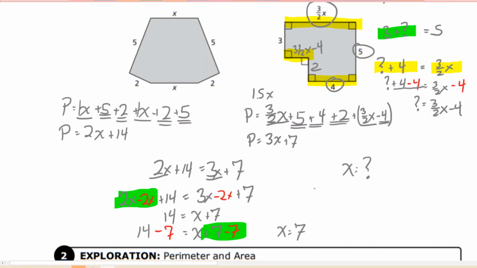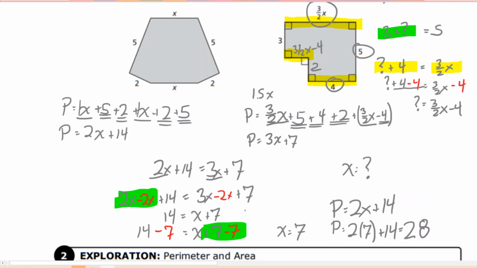Okay. How about the perimeter of the two figures? Well, of these two, I think we'll figure out from the one on the left. The perimeter is equal to 2x plus 14. So the perimeter is equal to 2 times 7 plus 14. And you can grab your calculator or whatever you want, but that's going to give you 28. So the perimeter is 28 and x is equal to 7. So that solves this problem.